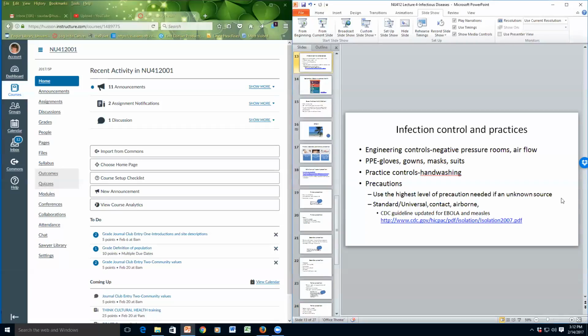The first step is that you want to be using the highest level of precaution available if you have an unknown infection source. So for example, if a patient presents with symptoms of the flu, that may or may not be a biohazard or a bioterrorism issue. So you'll want to protect the environment by using the highest level of protection for people, for example, a negative pressure room, full mask, gown, gloves, and all the other precautions that we have available to us.